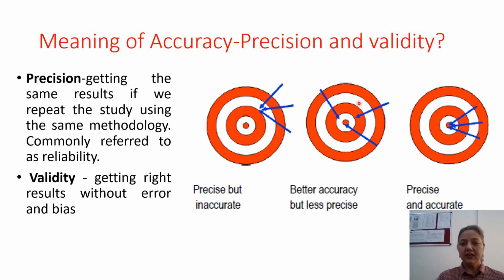Here we can see the results are less precise, coming at separate points, but still they have better accuracy. They are closer to the bullseye. In this diagram, you can see the results are precise as well as accurate. We are getting almost similar results, and that too accurate.